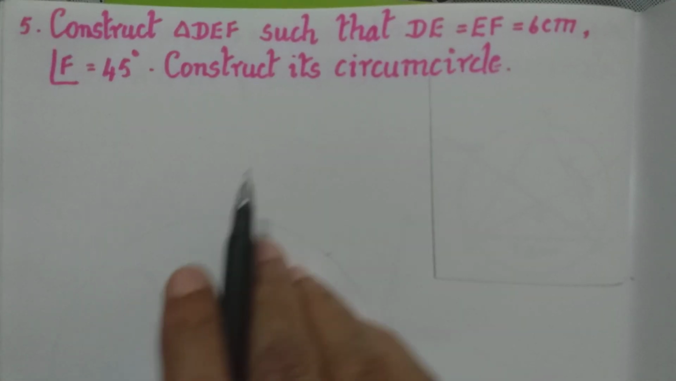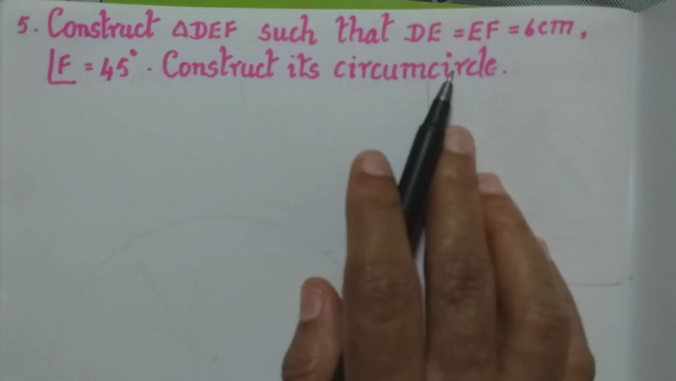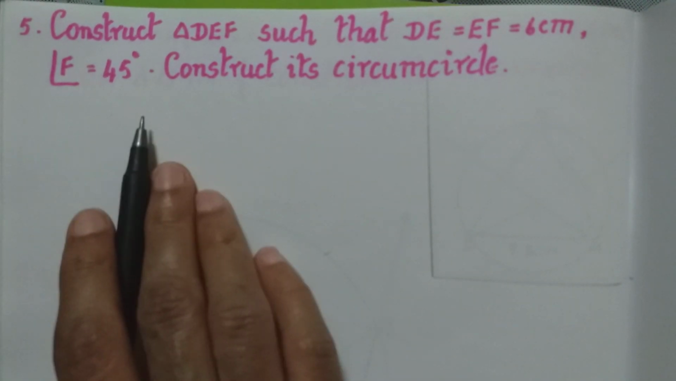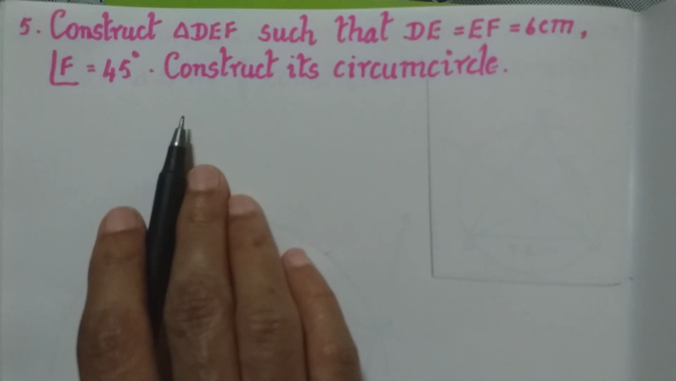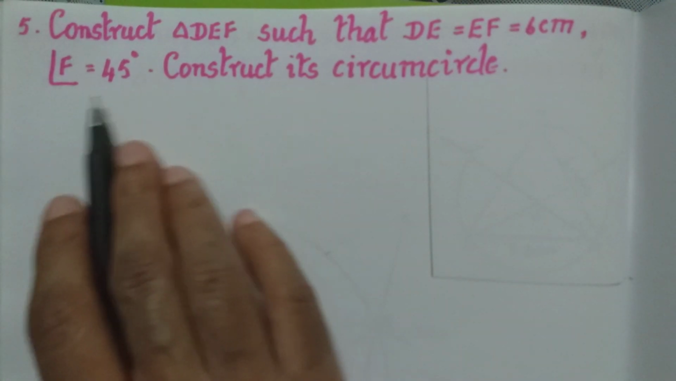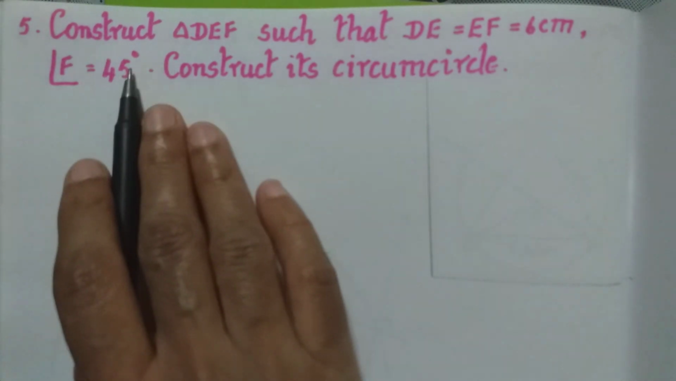Fifth question. Construct triangle DEF such that DE equal to EF equal to 6 centimeter. Angle F equal to 45 degrees. Construct its circumcircle.